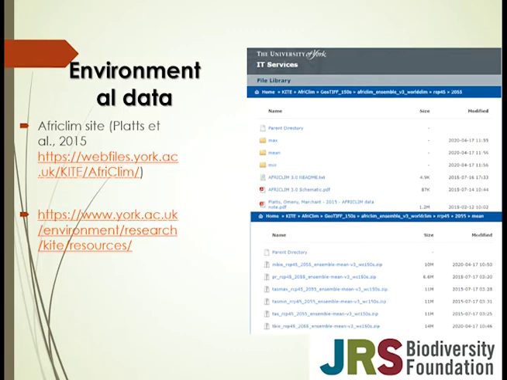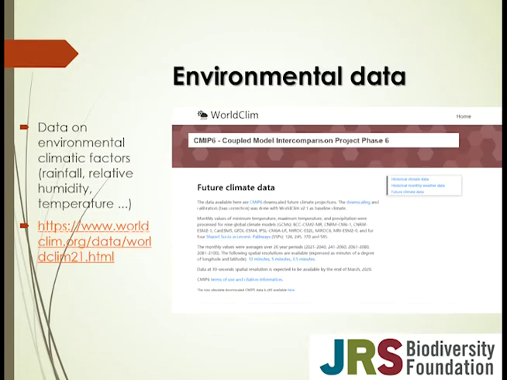PR is related to precipitation. TS max is the maximum temperature, and TS min is the minimum temperature. That is, let's say, the temperature of the air, okay, at 2 meters above ground, etc. You have to choose the appropriate variable you need.